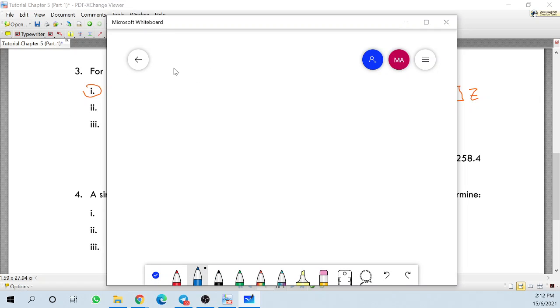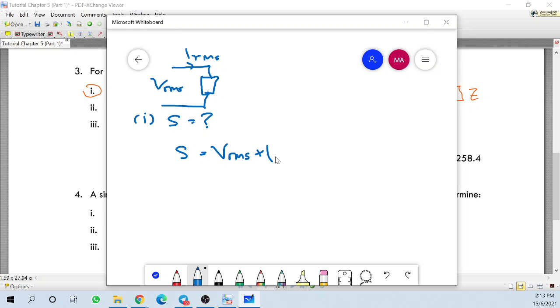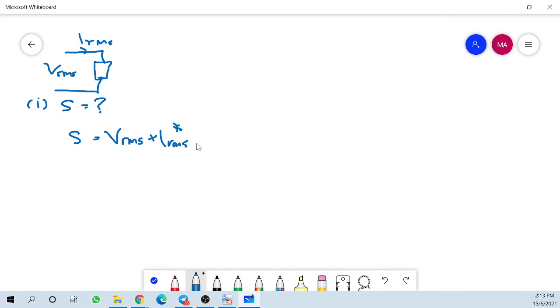Right, so draw the circuit. We have a circuit, Z. Please bear in mind we are given VRMS and IRMS. In order to determine the complex power S, S equals VRMS times IRMS conjugate. Okay, conjugate. This is the fundamental.